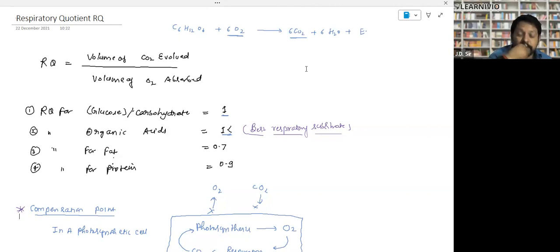Its value can be 1, 0, more than 1, or less than 1. Now, please note down the formula of respiratory quotient. Quickly.